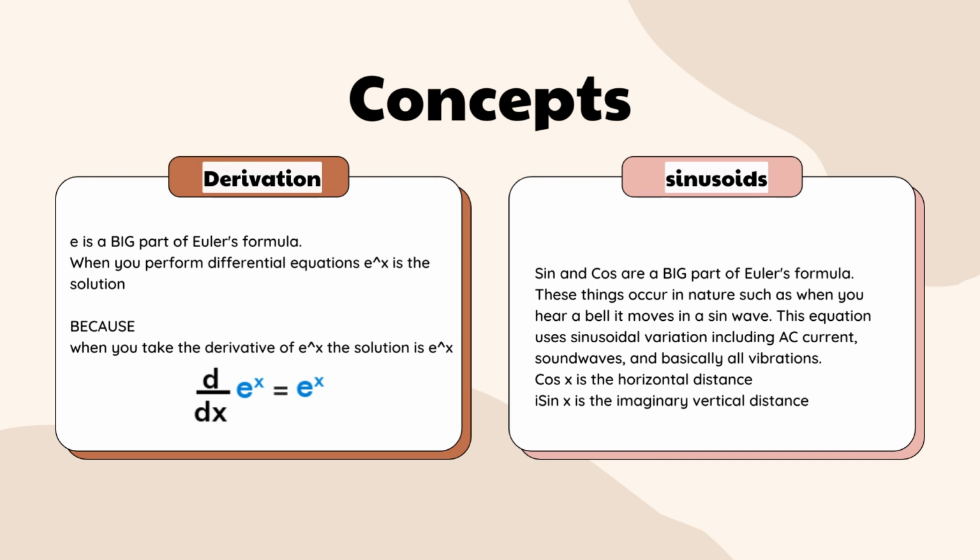E is a big part of Euler's formula. When you perform differential equations, e to the x is the solution. This is because when you take the derivative of e to the x, the solution is e to the x, as shown below.